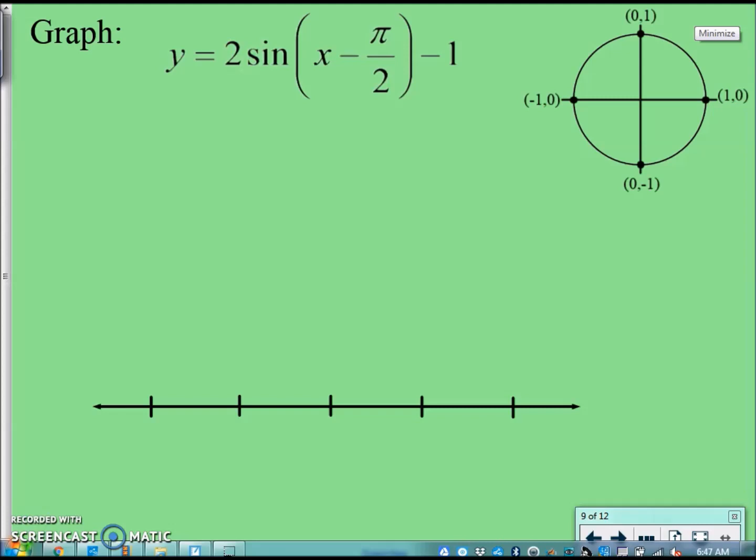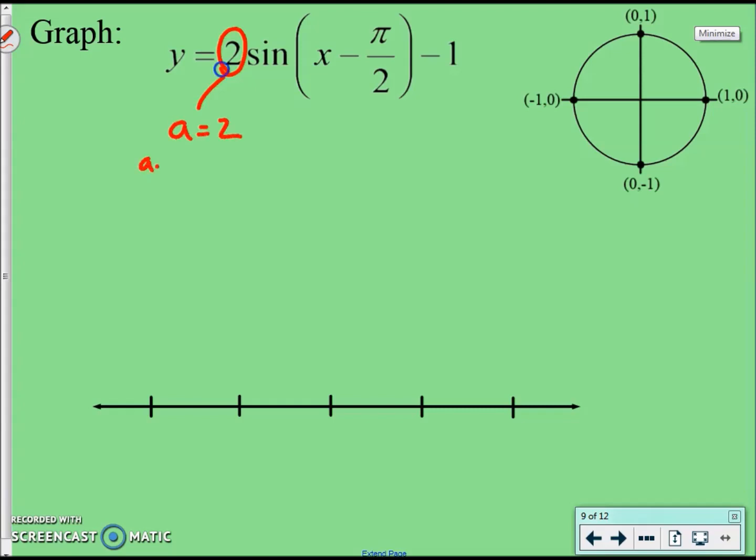All right, looking at this function now, here I have a number of transformations going on. We're just going to go with the transformations from left to right. First off, I see that I have an amplitude of 2, or my A value is equal to 2. So that is an amplitude of 2. Well, I guess if it's an amplitude of 2, here's the main idea. It's a vertical stretch of 2.